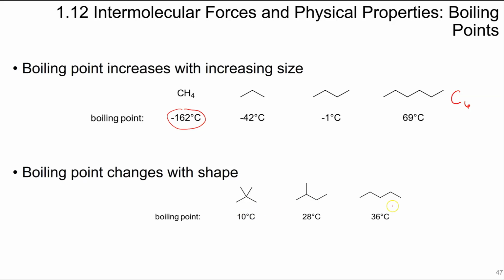So these all have the same formula. They all have 5 carbons, but the shape of them is different. And if you notice, the one that is this bulky shape has a boiling point of 10 degrees Celsius, whereas when it's a straight chain, it's 36 degrees Celsius.